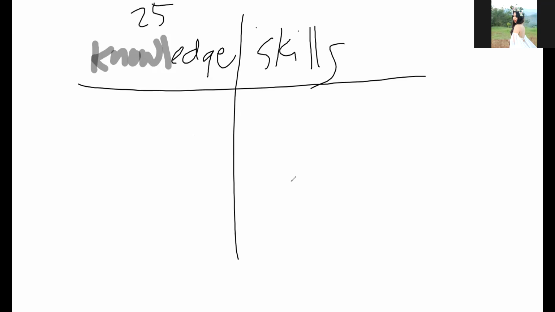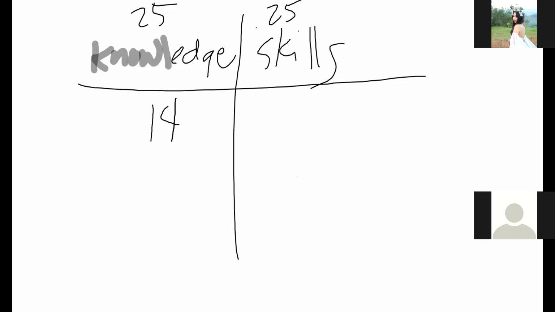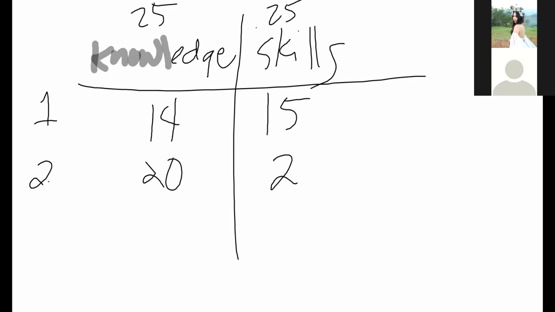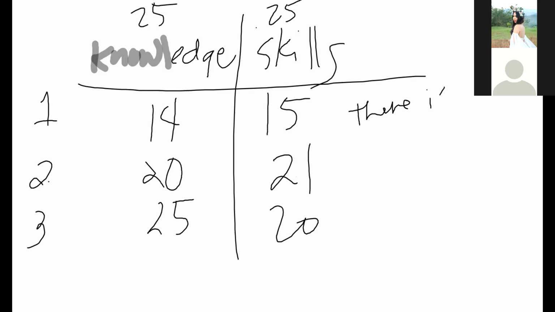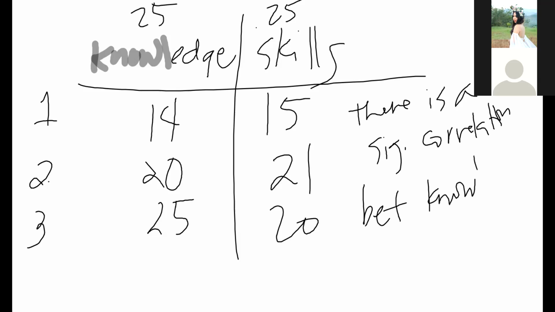So from a 25-item assessment provided, here are the following scores. For knowledge, 14, for example, and for skills, respondent number 1 obtained a score of 15. Respondent number 2, knowledge is, let's say, 20, and skill is also 21. 25, perfect for knowledge but not perfect for skills. So this is an example of the data, and we want to know if there is a significant correlation between knowledge and skills. So how to do this?